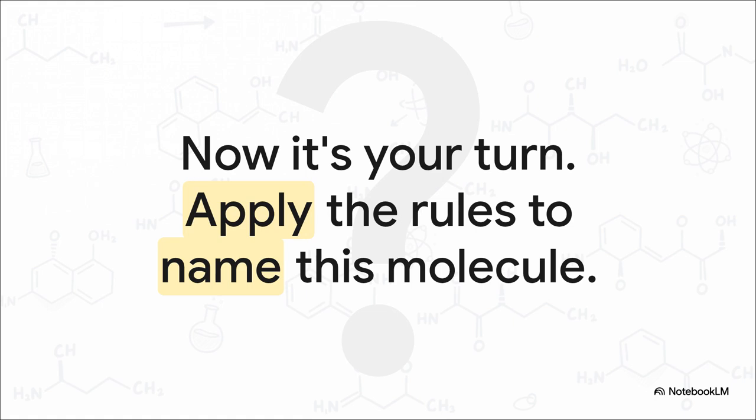Okay, now it is your turn. Time to put all this knowledge into practice. Take a good look at this molecule. It's a ring, it's got 2 different groups hanging off of it, and of course, that all-important alcohol group. Go ahead and pause here if you need a second, and use the rules we just went over to figure out its name.